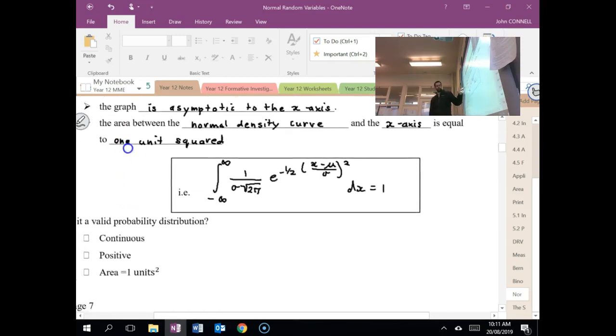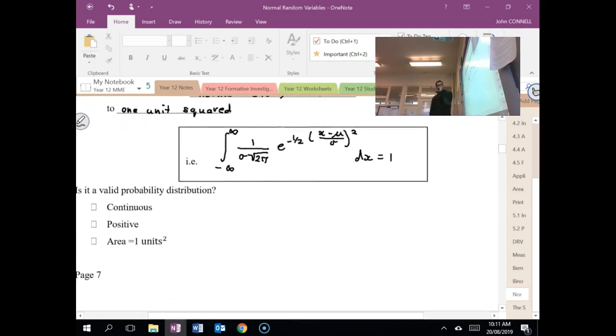Now, don't fall into the trap of trying to prove that for yourself, okay? You can't actually integrate that function. In fact, nobody can integrate that function unless you do some pretty tricky stuff. I did it at uni and we changed variables and did all sorts of stuff. So you don't need to worry about it. You will never be able to integrate that and show that it's 1.